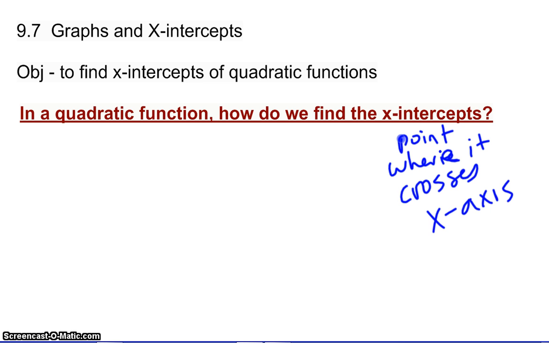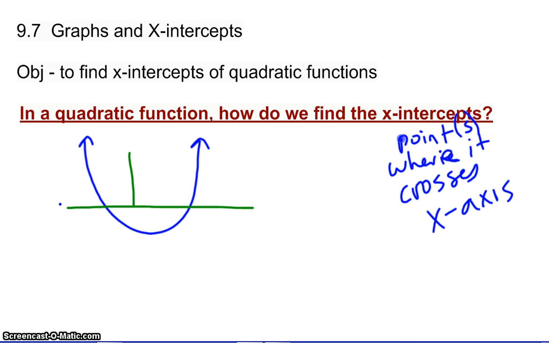Now, depending on what we're doing, it could be multiple points. Because if you think about a quadratic function, we have our U, it could go up or down or whatever. And depending on where our axes are, we could have more than one x-intercept where it touches the x-axis.